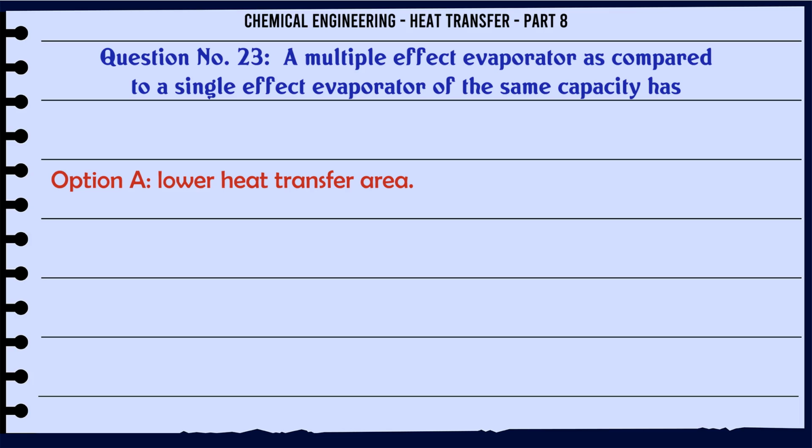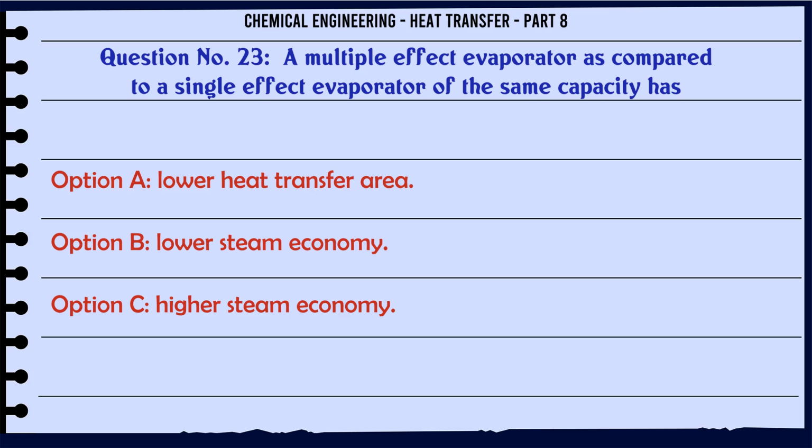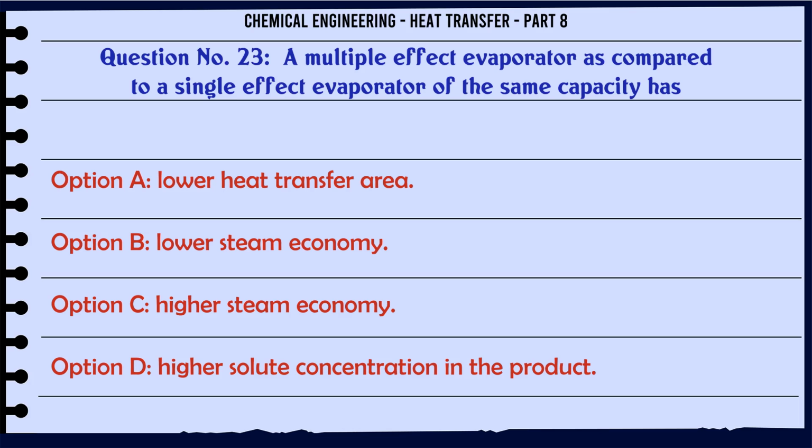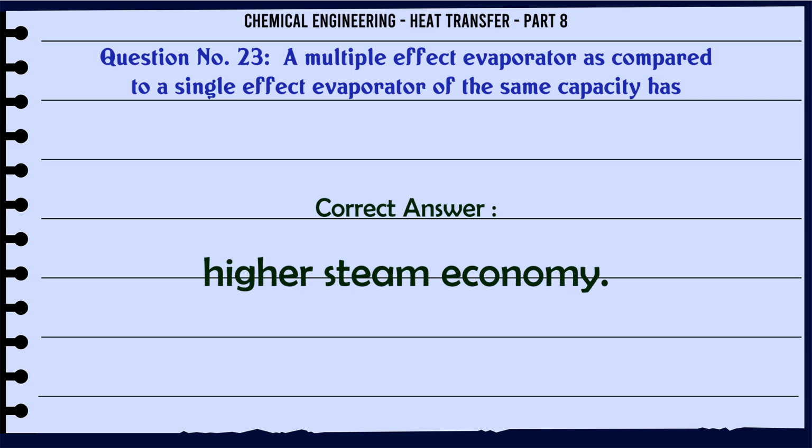A multiple effect evaporator as compared to a single effect evaporator of the same capacity has A. Lower heat transfer area, B. Lower steam economy, C. Higher steam economy, D. Higher solute concentration in the product. The correct answer is higher steam economy.